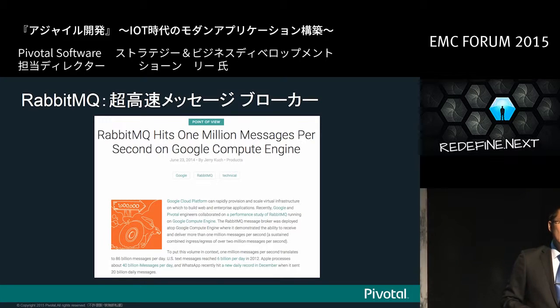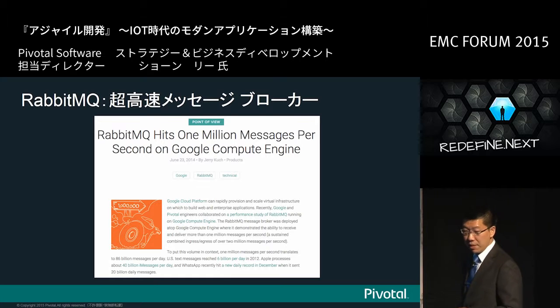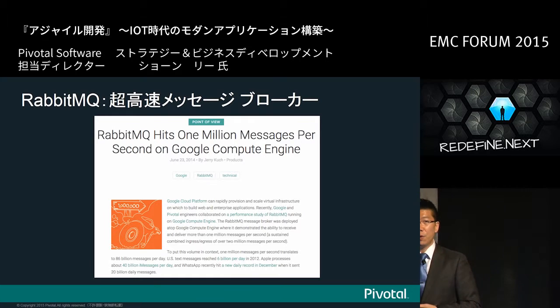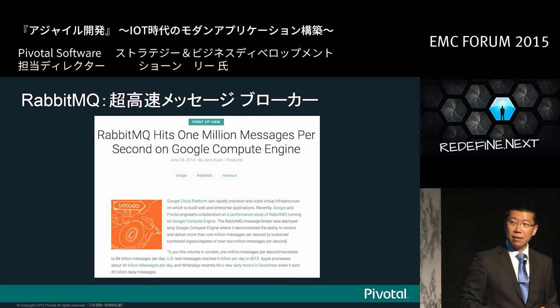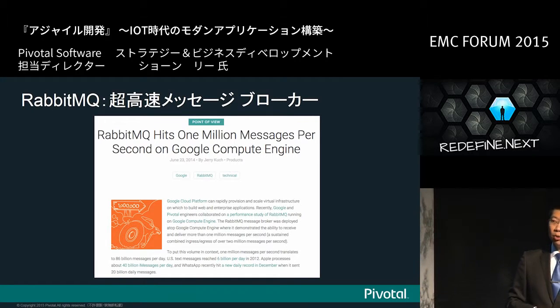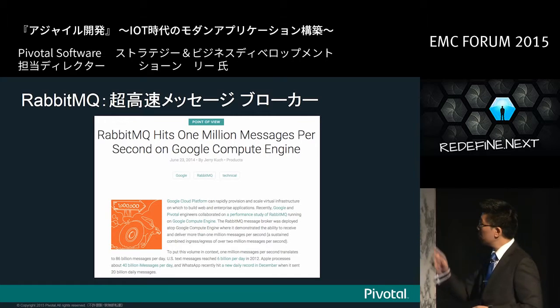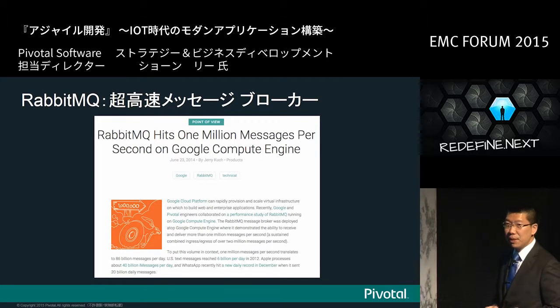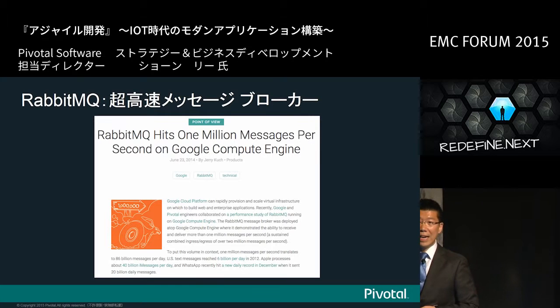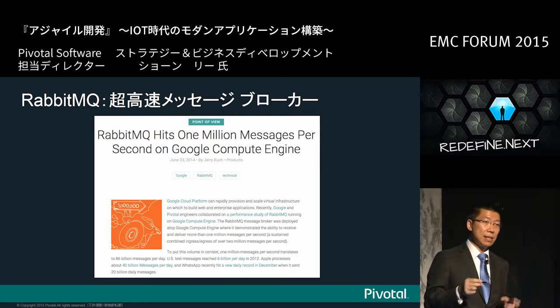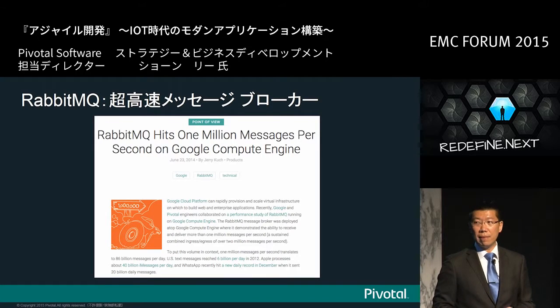Just to give you some context around how fast 1 million messages per second is, if you take 1 million per second over the duration of a day, that equates to roughly 86 billion messages in one day. Now, in 2012, in the United States, as you can see over here, there were roughly 6 billion text messages on any given day. So this technology has the capability of generating 86 billion messages on a daily basis. This is a high-performance messaging broker.